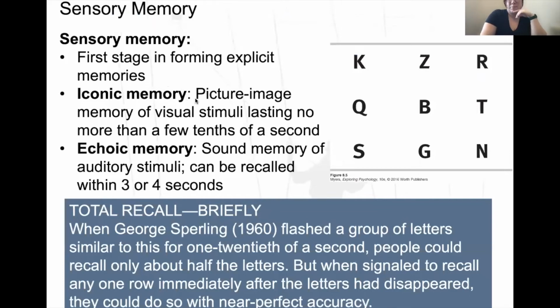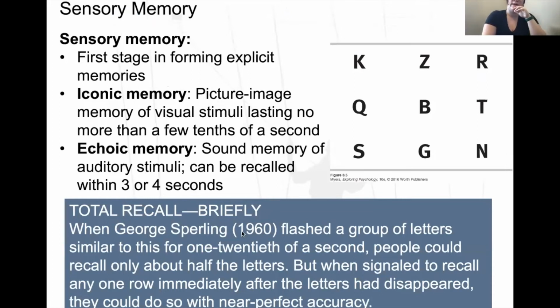So iconic memory, picture an image, it's picture image memory of visual stimuli lasting no more than a few tenths of a second, right? It's a picture that sort of flashes in your mind. An echoic memory is sound memory of auditory stimuli. So it's hearing, and it can be recalled within 3 or 4 seconds.